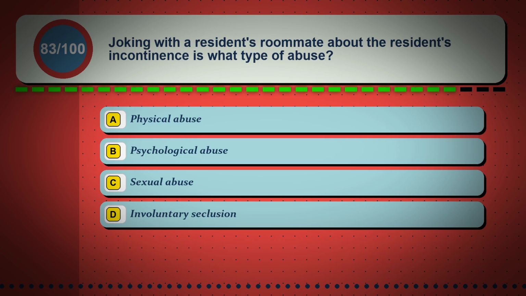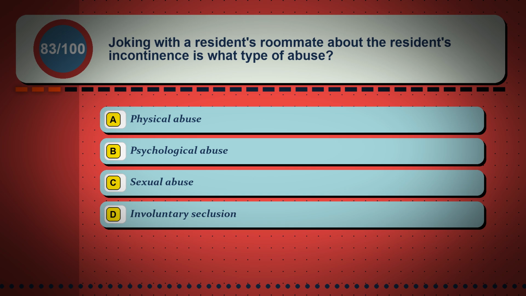Question 83. Joking with a resident's roommate about the resident's incontinence is what type of abuse? Option A, physical abuse. Option B, psychological abuse. Option C, sexual abuse. Option D, involuntary seclusion.